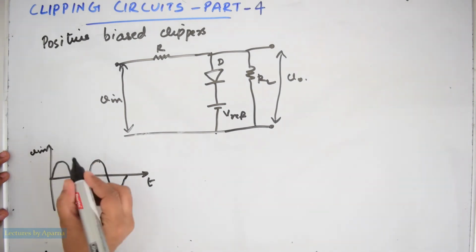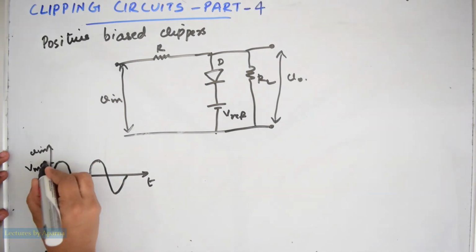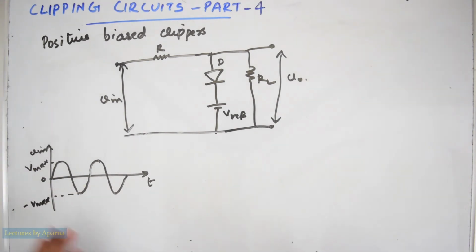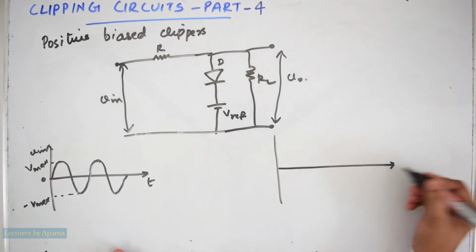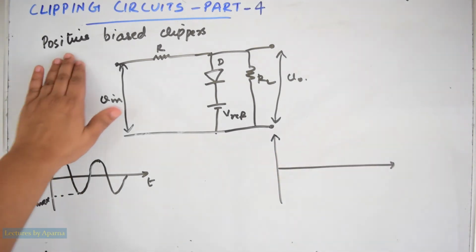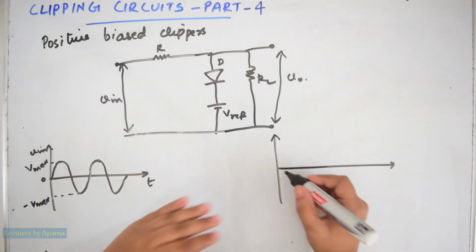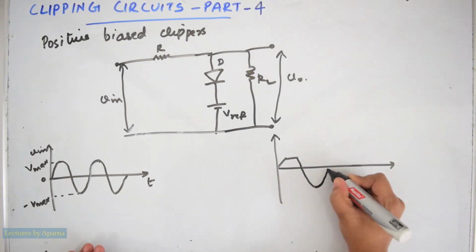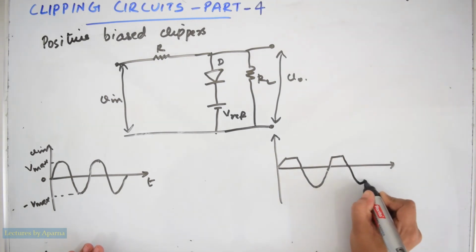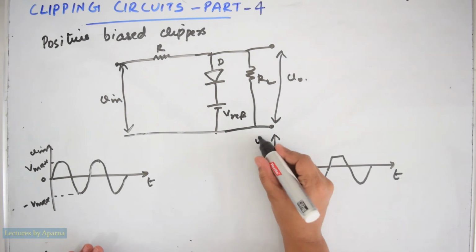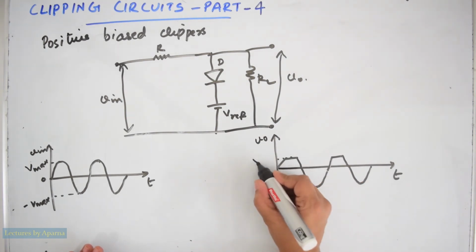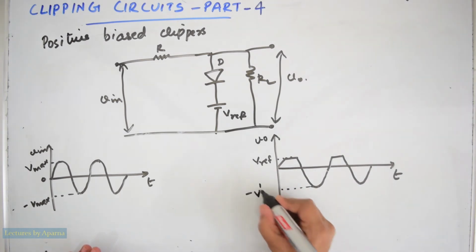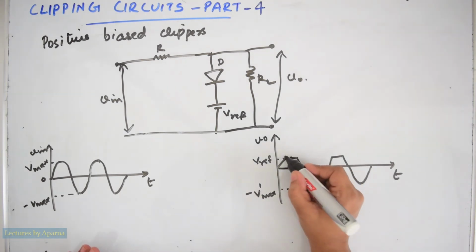V in, this is V max, 0, minus V max. What will be the output wave? In positive bias clippers, the positive part will be clipped off. In the positive half cycle, the wave will be clipped off like this. This is V out. This will be clipped off at V reference and this will be minus V dash max.